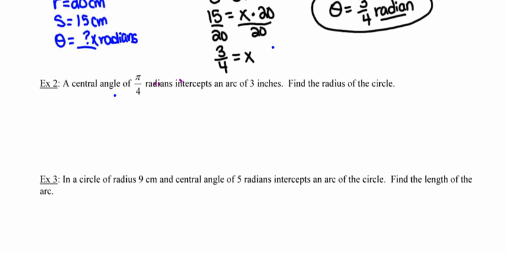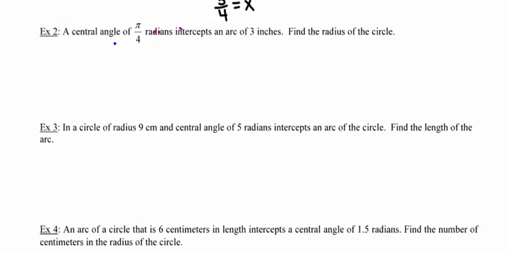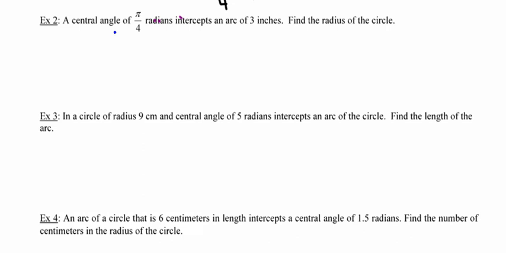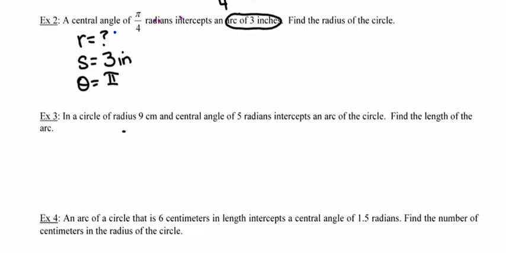In the second one, we're given that a central angle of pi over 4 radians intercepts an arc that's 3 inches long. Find the radius. So we're trying to find the radius. We know the arc length is 3 inches, and we know that theta is pi over 4 radians. And again, it's very important that that angle measure be given in radians because this formula only works when the angle measure is given in radians.